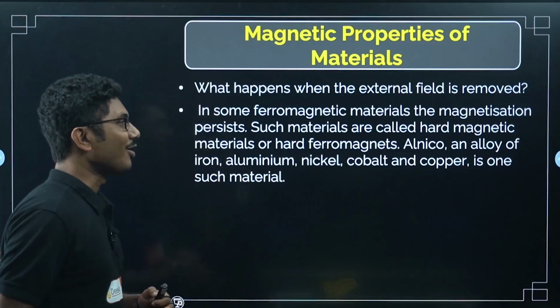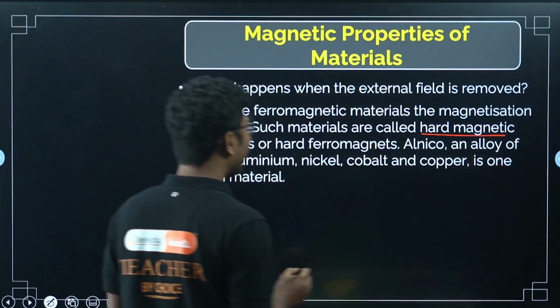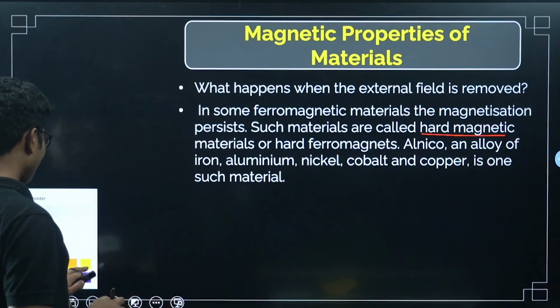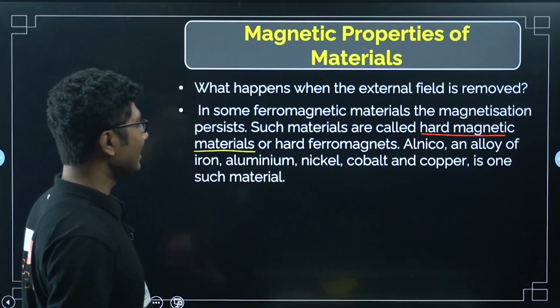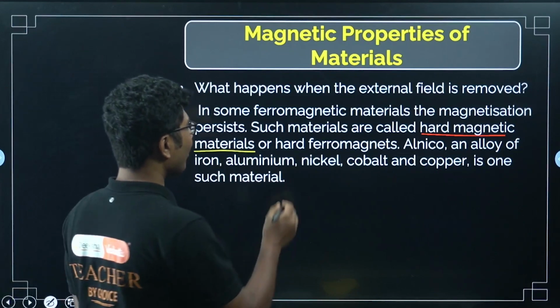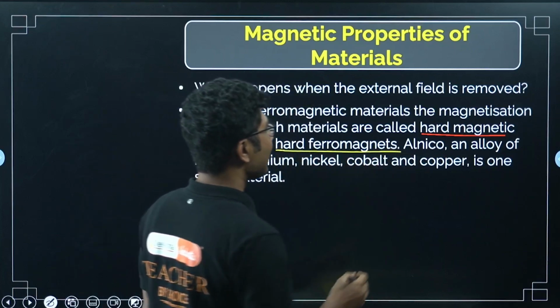Such materials are called hard magnetic materials. Okay, the best students. So hard magnetic materials do not change their orientation even after you remove the magnetic field. They are also called hard ferromagnets. There are a few examples.